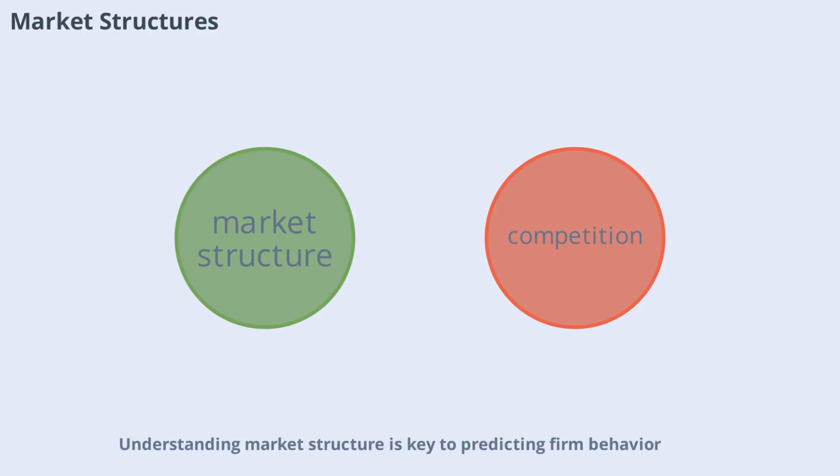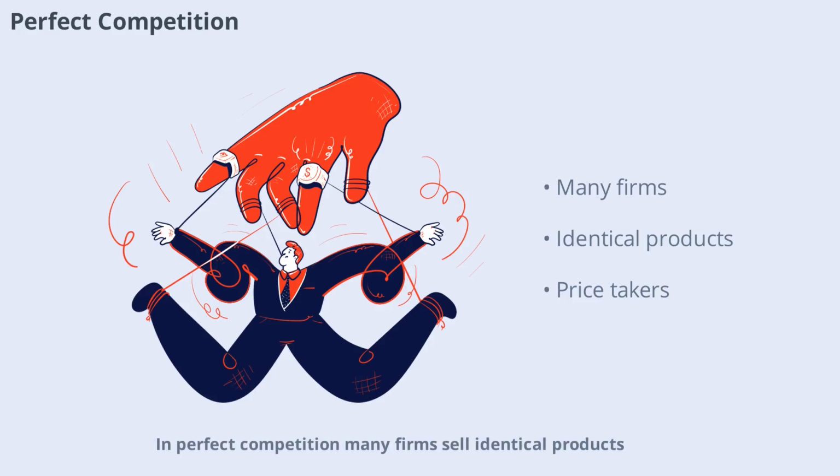Understanding market structure is key to predicting firm behavior. In perfect competition, many firms sell identical products and no single firm can influence the market price. Firms are price takers, meaning they accept the market price as given. This structure leads to efficient resource allocation and minimal profits in the long run.